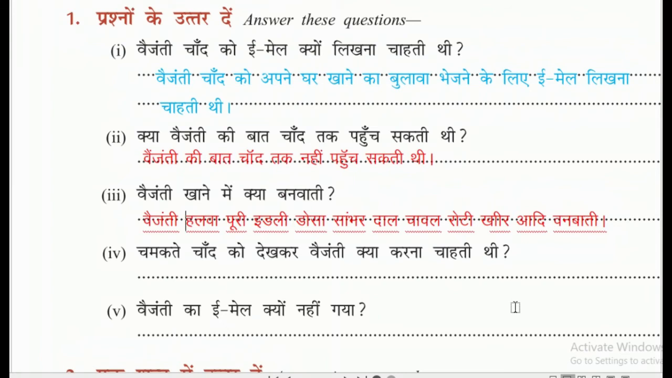Seeing the moon, what does Vaijanti want to do? First she would like to know if the twinkle star moon can see her. Seeing how much she is talking, instead of "kya" you write "baatein". What kind of message? So many messages.